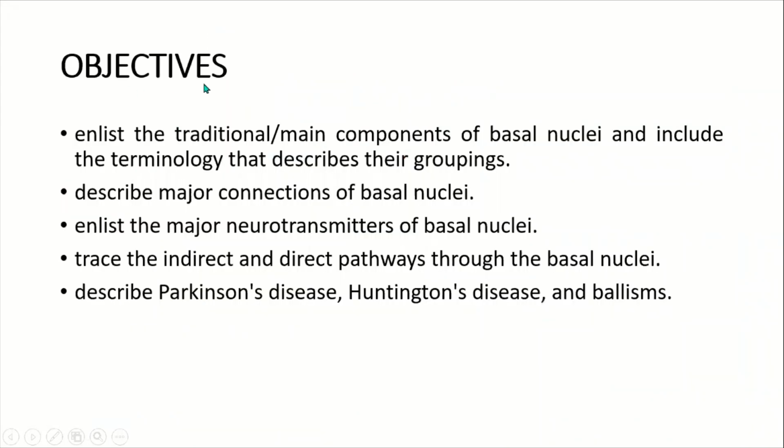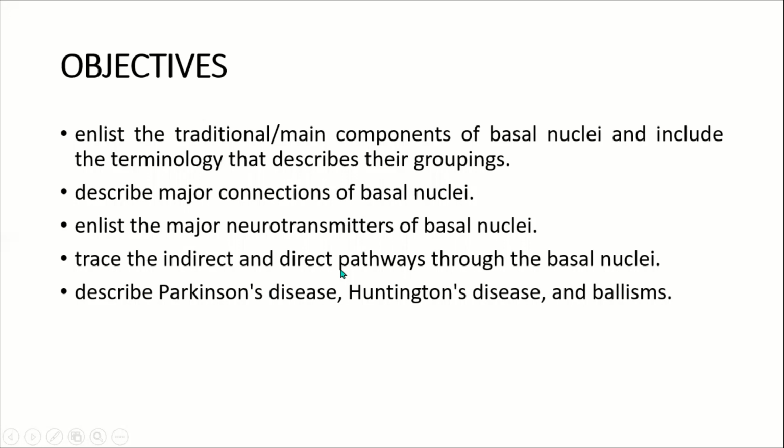So our objectives of today's discussion are to enlist the traditional main components of the basal ganglia and include the terminology that describes their groupings, describe major connections of the basal nuclei, and list the major neurotransmitters of the basal nuclei, and trace the indirect and direct pathways through the basal nuclei. That would be my second lecture, the direct and indirect pathways. And describe Parkinson's disease, Huntington's disease, and ballism. These diseases of the applied sciences will be the third lecture of the basal ganglia.